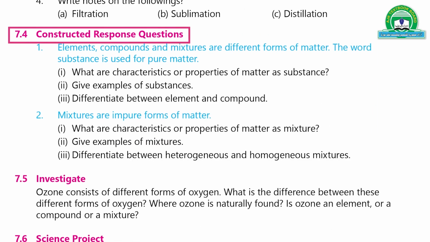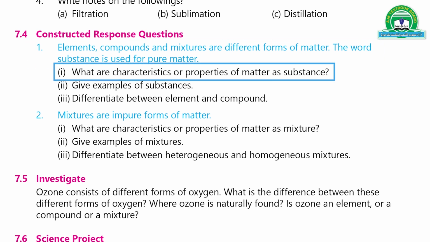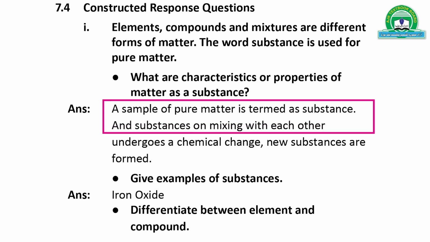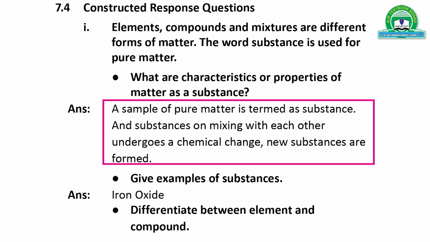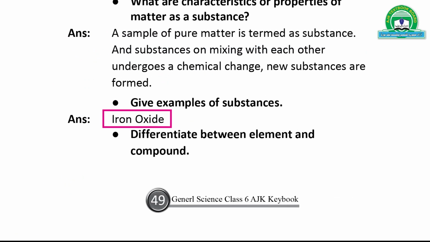Now, constructed response questions. Elements, compounds and mixtures are different forms of matter. The word substance is used for pure matter. What are the characteristics or properties of matter as a substance? A sample of pure matter is termed a substance, and substances on mixing with each other undergo a chemical change. New substances are formed. Give an example of substances. Iron oxide.